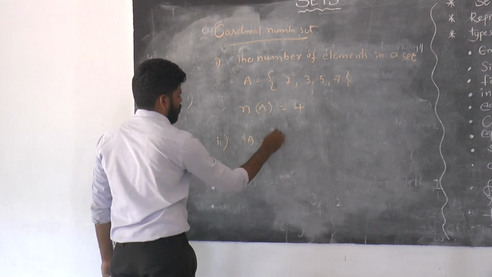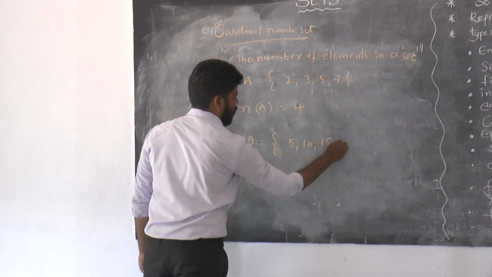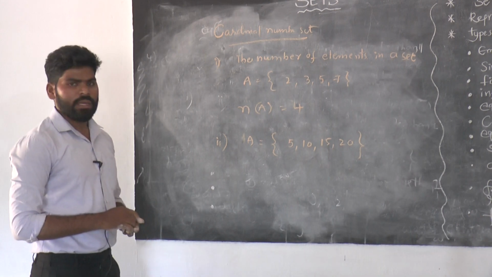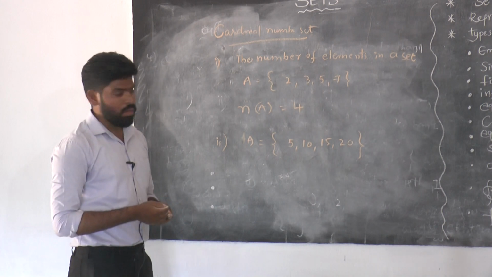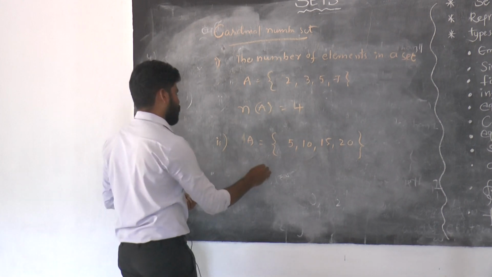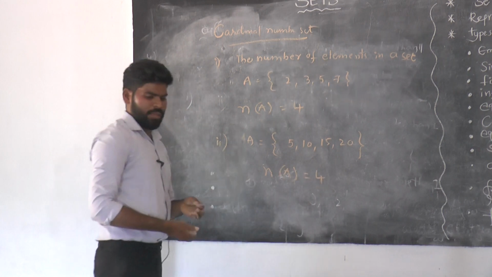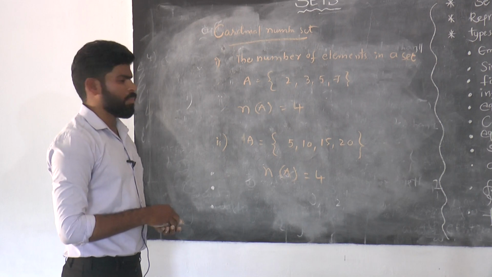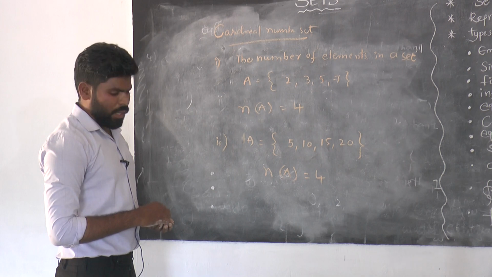Let's take another example. A is equal to 5, 10, 15, 20. Here also 4 elements are there. So n of A is equal to 4. I mean the number of elements present in A is equal to 4. Next, coming to the equivalent sets.